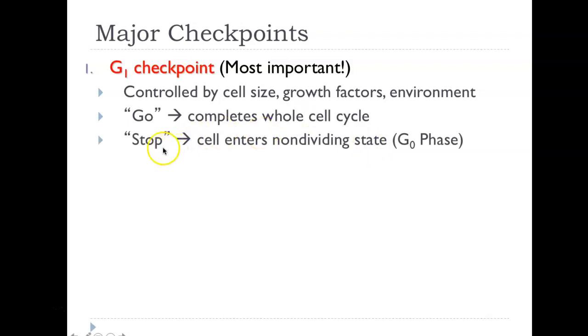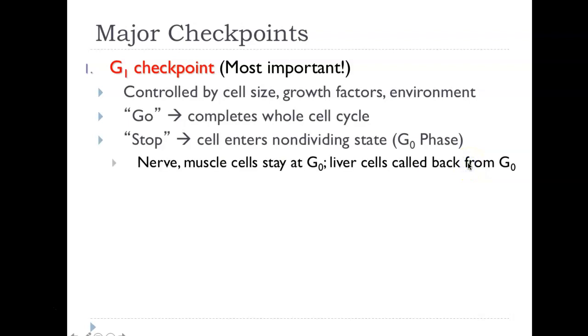If a cell does not pass the G1 checkpoint, it enters a non-dividing state, also known as a G0 phase. Nerve cells, muscle cells, and liver cells will all go into a non-dividing state. Nerve cells and muscle cells will stay in a non-dividing state. Liver cells can be called back from G0. So they're going to be non-dividing unless something happens, something triggers them to divide.